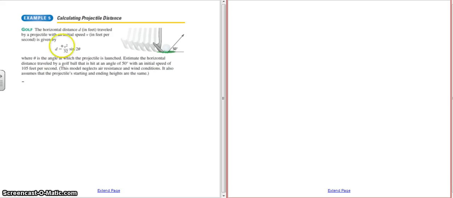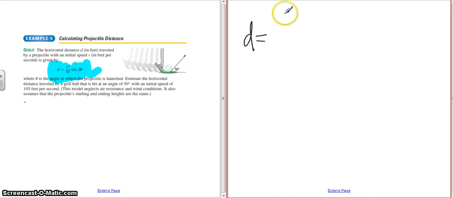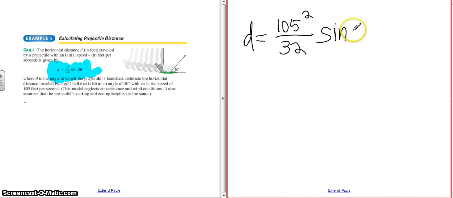So what I want to do is use this formula and use the information that was given. This is actually a really quick little formula that we're going to be using. So d is equal to, and I'm going to substitute in the values that I know. It's 105 feet per second. That was given in the problem, and we're going to square that because it's v squared over 32 times the sine of 2 theta.